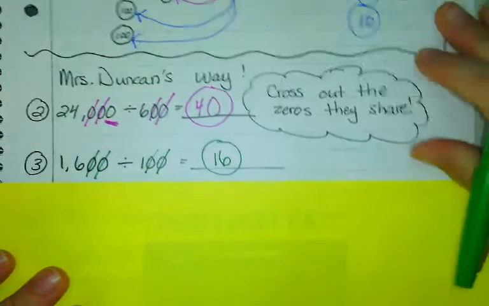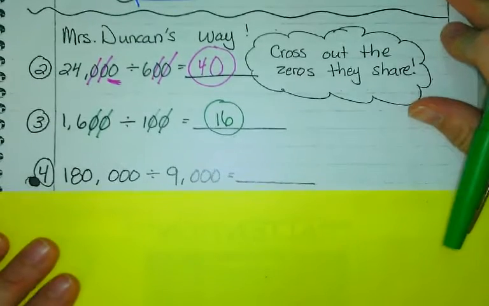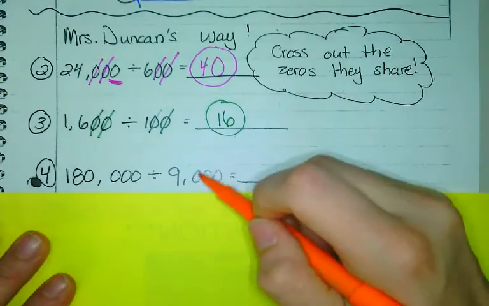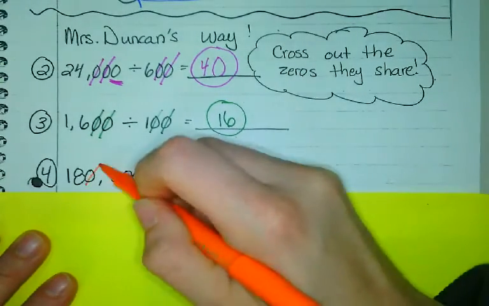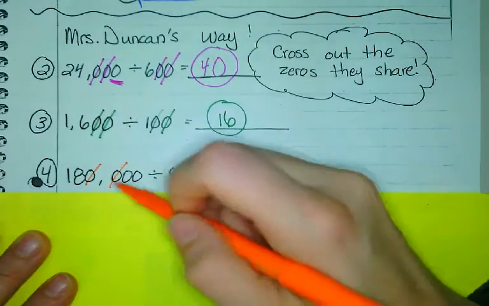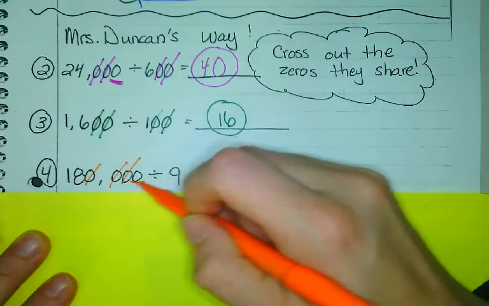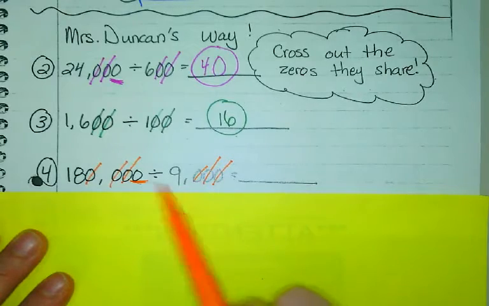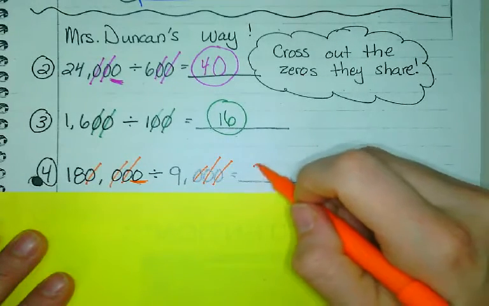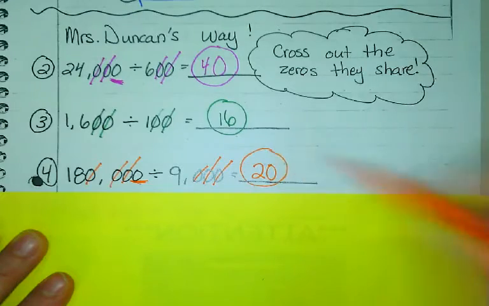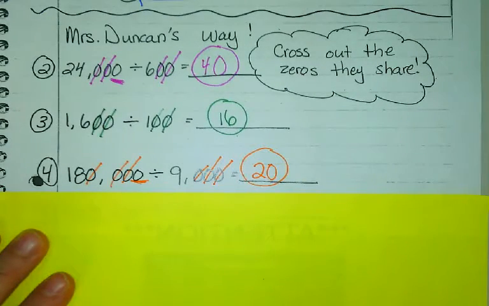Okay? Let's try number 4. I have 180,000 divided by 9,000. I'm going to cross out those zeros they share. So here's a 0, here's a 0, here's a 0, here's a 0, here's a 0, here's a 0. I have 1 zero left. And now I have 18 divided by 9. 18 divided by 9 is 2. Okay, and I have 1 zero left. So I'm going to put that 0 right here. So my quotient is going to be 20.